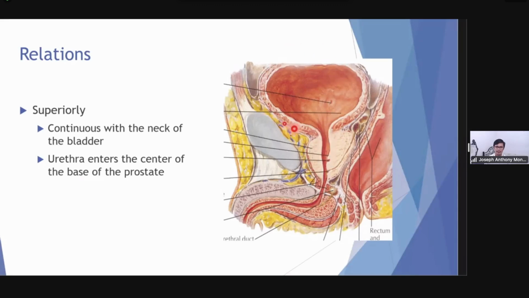Okay? So the bladder, as it drains, will now become your urethra. Specifically, at the level of the prostate, from the name itself, the prostatic urethra, as it tapers, will become your membranous urethra down the line to the pendulous. No? So the urethra enters the center of the base of the prostate. Important lang, superiorly, the base of the prostate has a close relationship with the neck of the bladder.